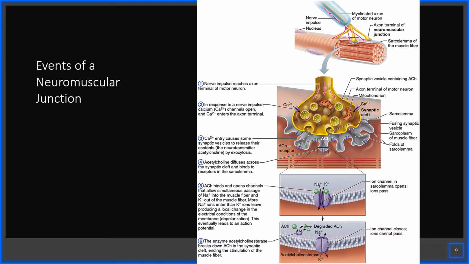More sodium ions enter than potassium leaves, and this imbalance gives the cell interior an excess of positive ions, which reverses the resting electrical conditions of the sarcolemma. This is called depolarization. It ends up opening more channels to only allow sodium ions to enter. This movement of ions generates an electrical current called an action potential. Once begun, the action potential is unstoppable.